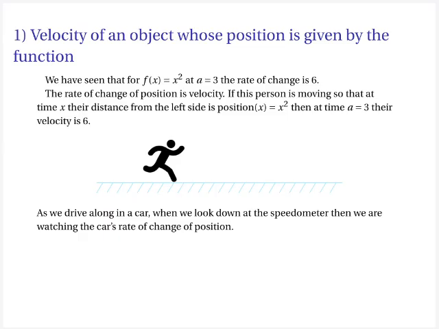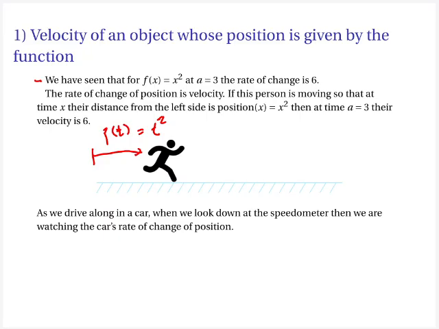You have an object whose position is given by some function, and I gave the function for the ball that Galileo dropped, and the rate of change of that position is the velocity. So we've seen here that for f of x equals x squared at a equals 3, the rate of change is 6. If this person's position at time t is t squared, then at time 3, this person is moving at a velocity of 6, positive 6. P of t is t squared.